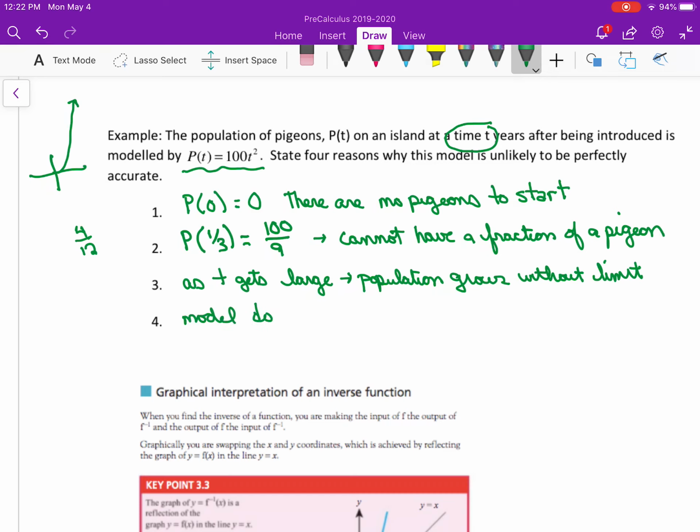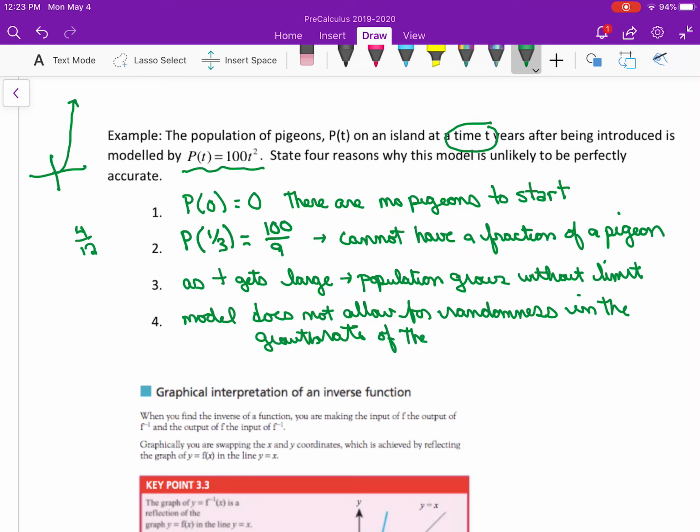Also, the model does not allow for randomness in the growth rate of the population. Sometimes there's a tsunami and all the pigeons disappear, or depending on the season, the population of pigeons would increase because it's mating season. So things like that, you never know.